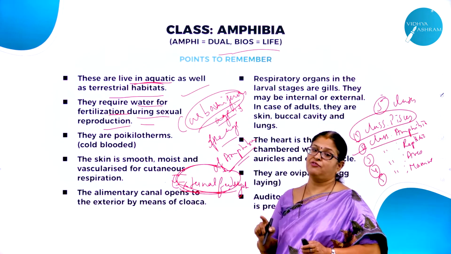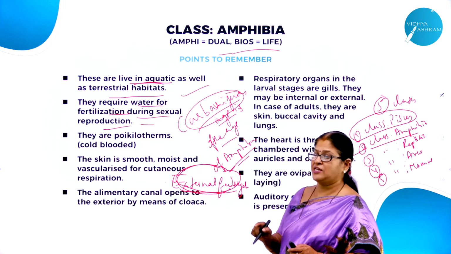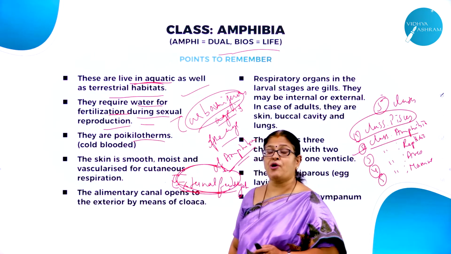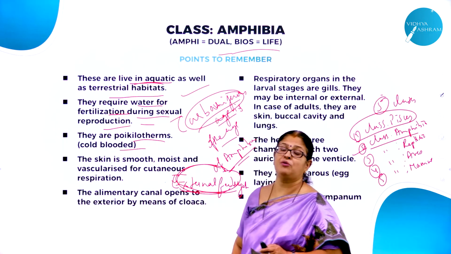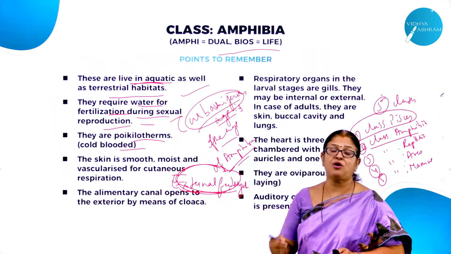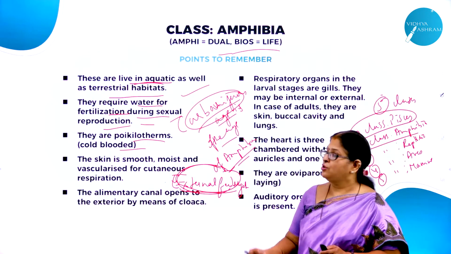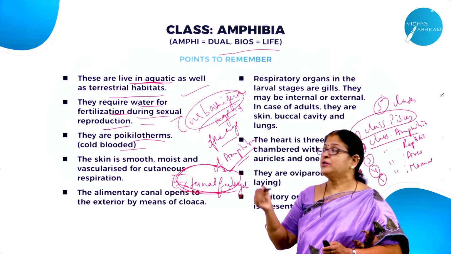But of course, the frogs require water for external fertilization. Next very important point, they are poikilotherms, or cold-blooded animals. Like human beings, we are called warm-blooded animals. What is the difference between poikilotherms and homeotherms?